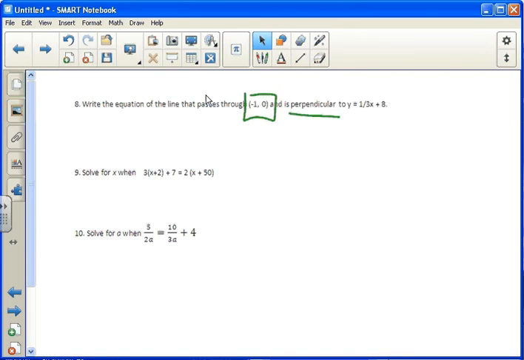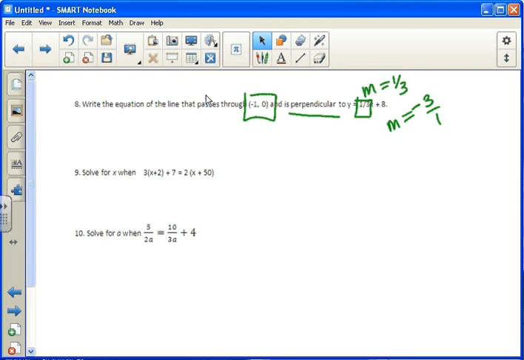Perpendicular means you have opposite reciprocal slopes, meaning you flip it and change the sign. So the slope of this line, not our line, but this line, is 1/3. So the slope of our line, you flip that and change the sign. So our slope is -3.